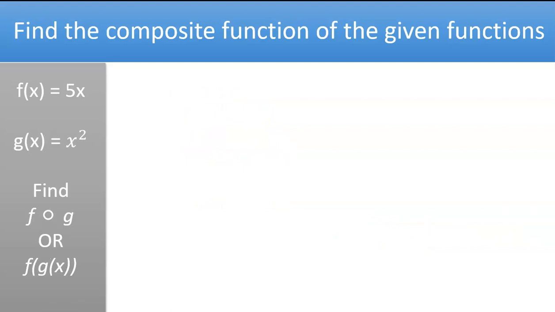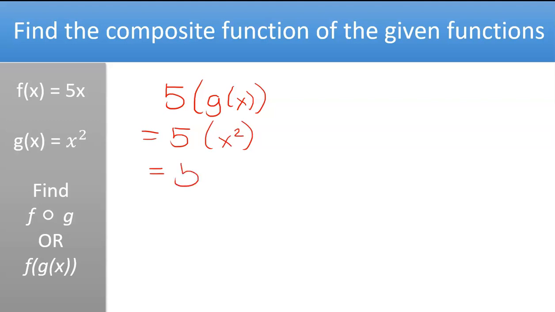Okay, find the composite function of the given functions. This time we have f of x is equal to 5x and g of x is equal to x squared, and they have asked us to find f of g of x. This time I will begin with the f function and throw the g function into it. What is the g function? The g function is x squared, and if I multiply 5 times x squared, I get 5x squared. So therefore, f of g of x is equal to 5x squared.